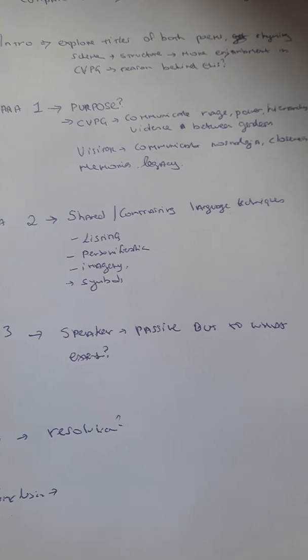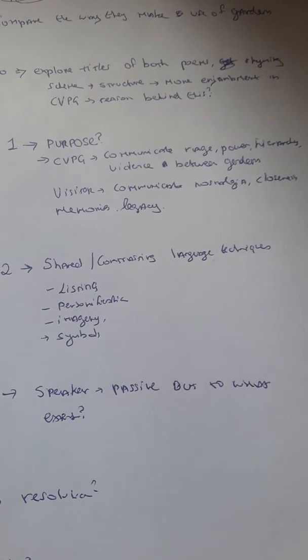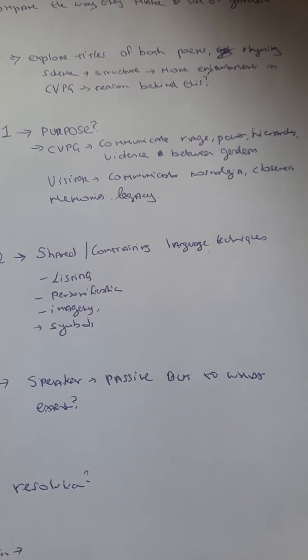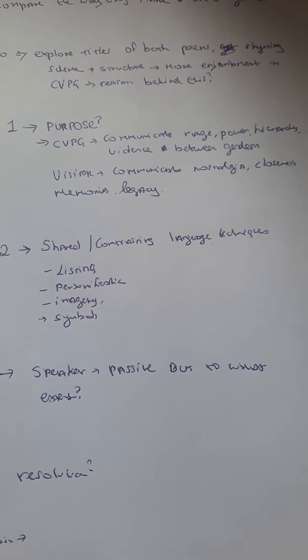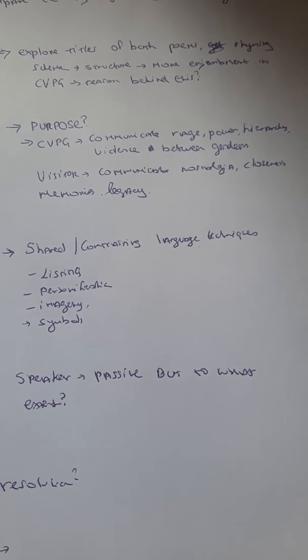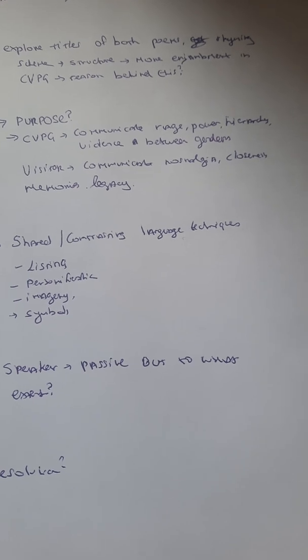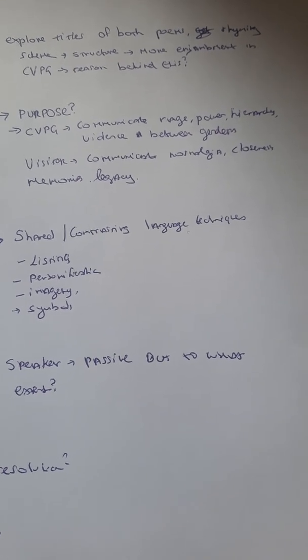Paragraph 1, I would talk about purpose. Especially at A level, you have to be starting to think conceptually about things like this. What is the purpose of Chainsaw versus Pampas Grass? What is it communicating? And what is Visitor communicating as well? Why were those two poems brought into existence?